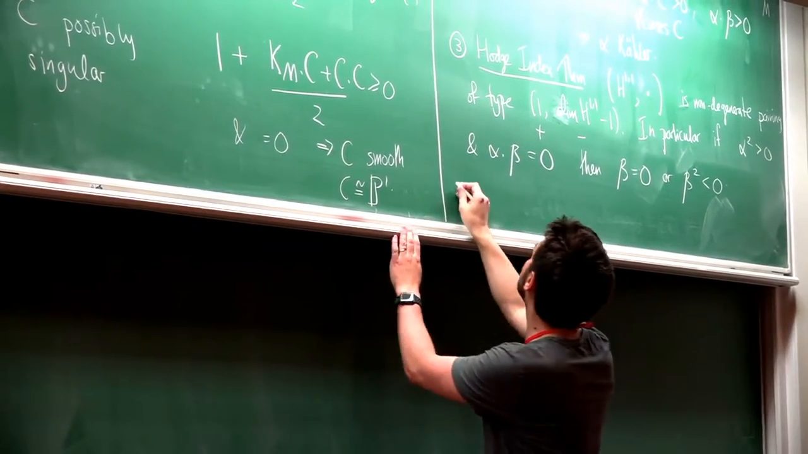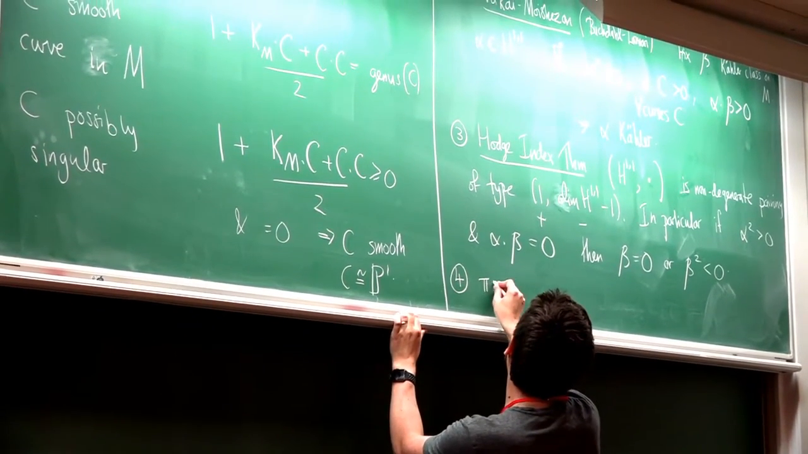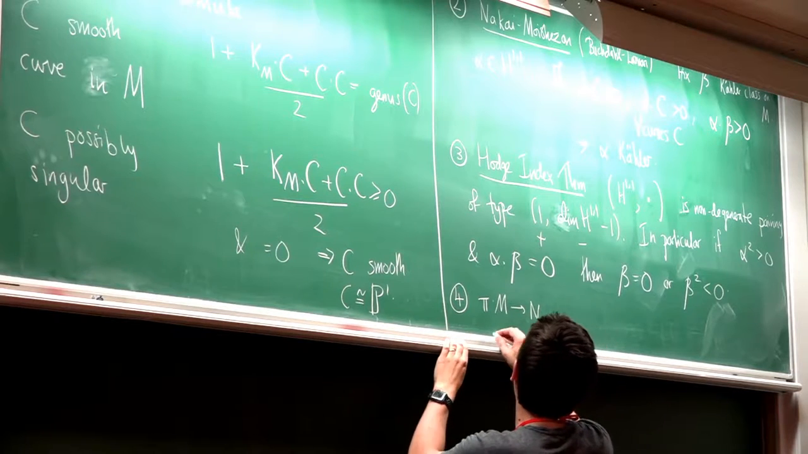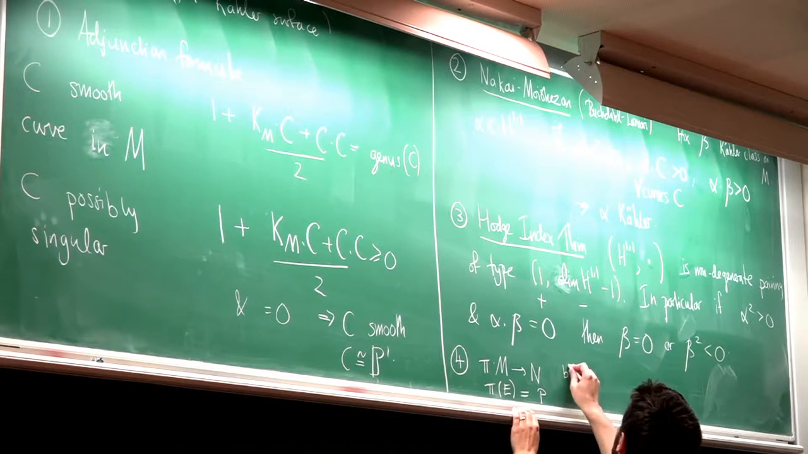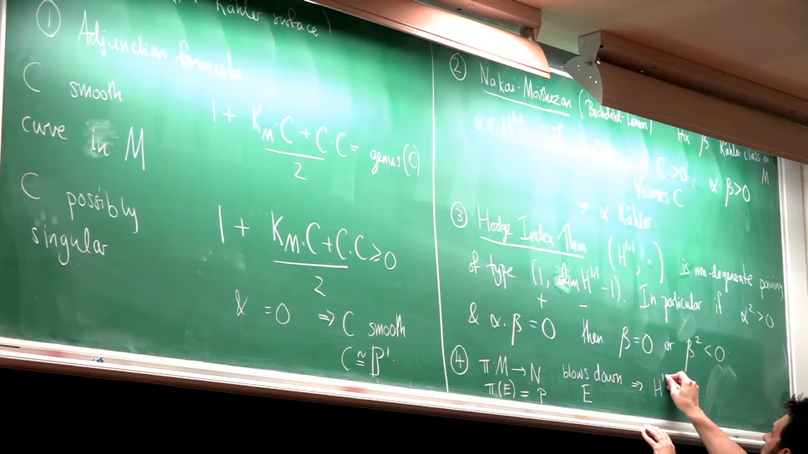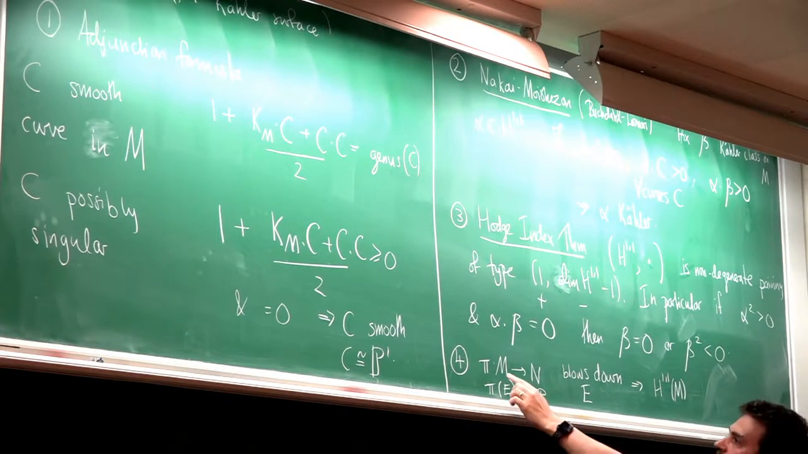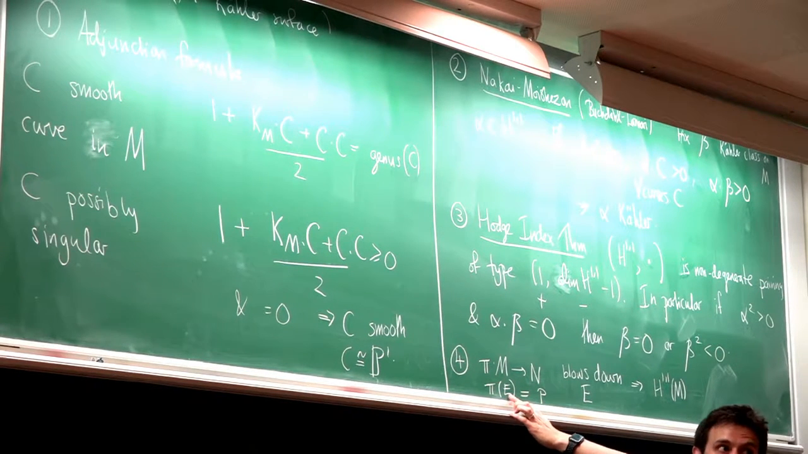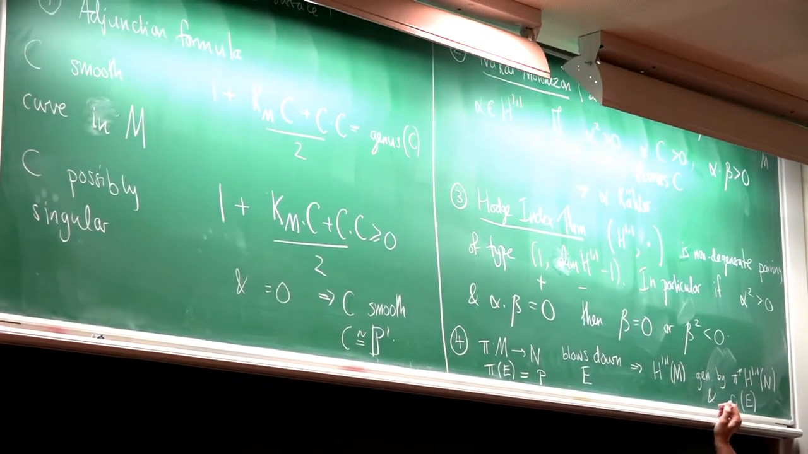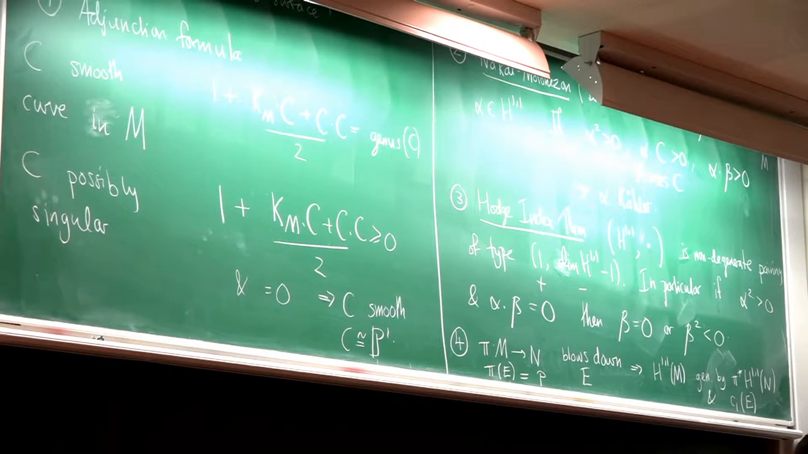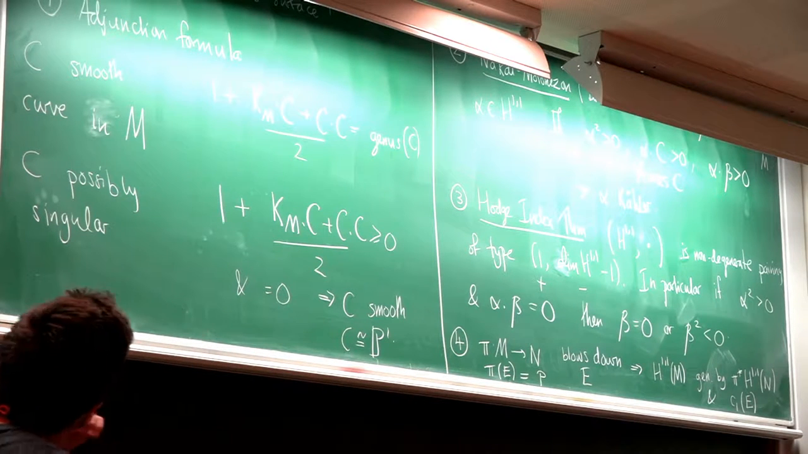I guess there's a fourth one I want to use, so let me see if I can squeeze it in here, which is rather simple. It says that if pi from M to N blows down a minus one curve, it's a blowdown of a minus one curve, so this blows down E, then the cohomology of M is given by the cohomology of N plus the first Chern class of E. So this is generated by pulling back the cohomology from N and from the first Chern class of E. This is some basic topological fact that when you're blowing up, the only thing you gain is the class of the divisor E. Okay, so that's the curve E. All right, so those are the tools I'm going to use.